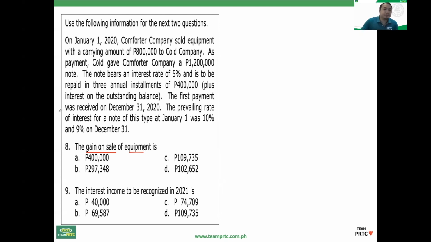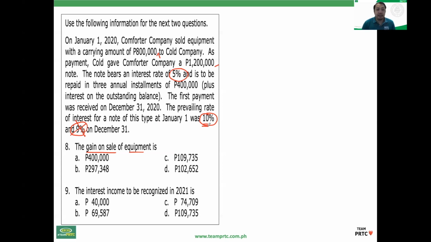So here's the background. On January 1, 2020, the company sold equipment with carrying amount 800,000. As payment, the buyer gave the company a 1,200,000 note, rate 5%. Prevailing rate at that time, January 1, was 10%. So clearly the 5% is unrealistic. By the way, the 9% is irrelevant. Ignore it. Subsequent changes in interest rates, ignore.